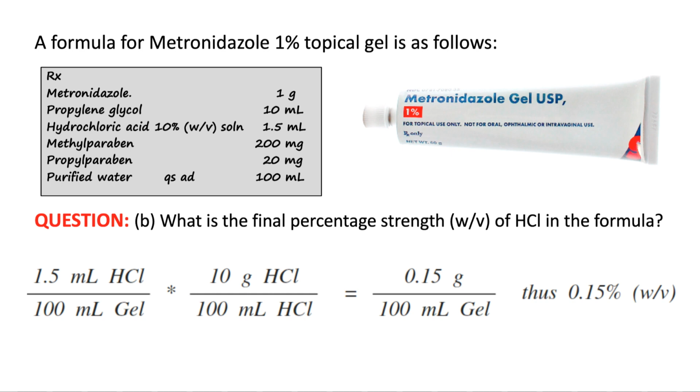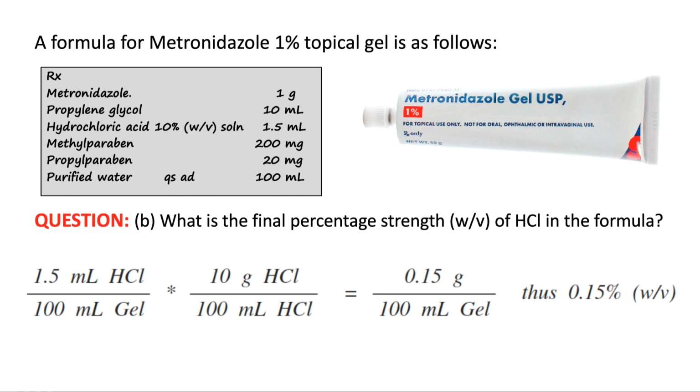So, where do we start? Well, let's start with the fact that what's being put into the gel is 1.5 milliliters of our hydrochloric acid solution. So I set that on top. I'm going to leave it, but I wanted you to keep this proportion in mind.